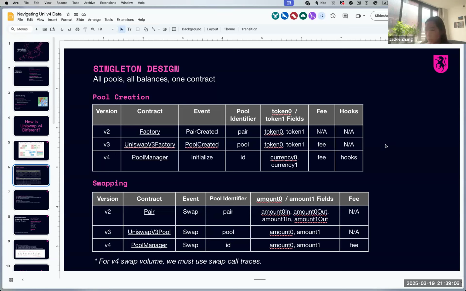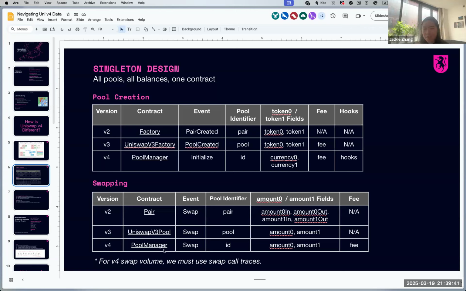Moving on to swapping. In previous versions, V2 and V3, the swap event is emitted by each of the pairs or pools that's been created. So you need to track basically thousands of contracts created by the factory contracts and track the events being emitted. But a lot of platforms have already solved that problem, so it's not really a problem anymore. And with these swap events, you basically get the amounts that are being swapped.